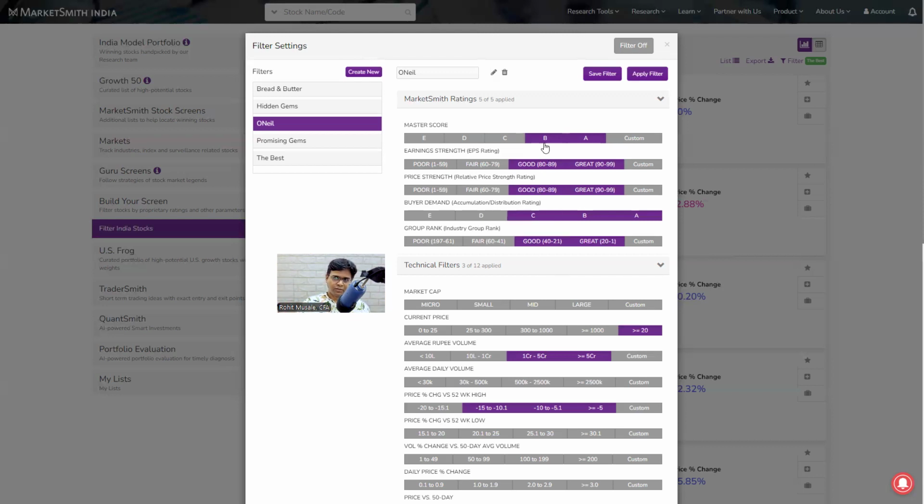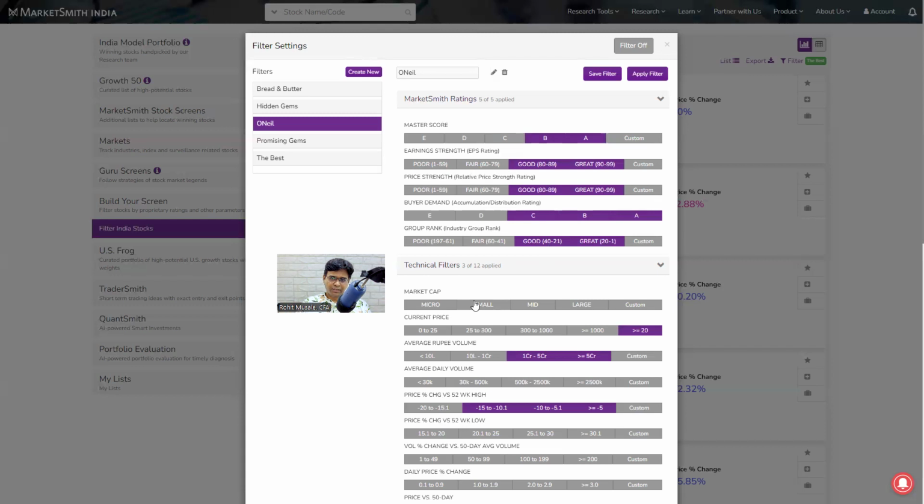And then you have master score. This is like a composite rating considering all the points together. You only pick stocks where the master score is A and B. There are other factors apart from this which are considered in this master scoring. We don't have to get into the details of that, but just remember master score of A and B is important. So these are MarketSmith ratings.